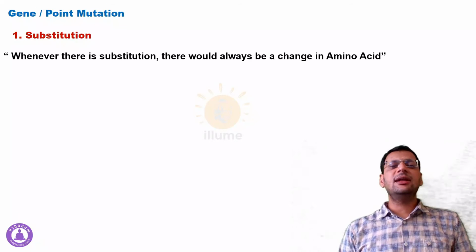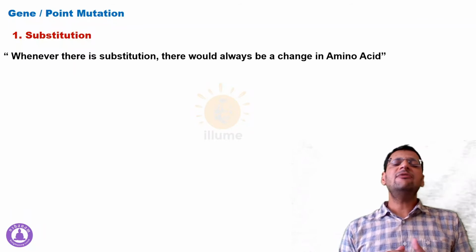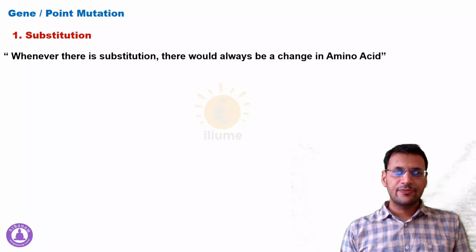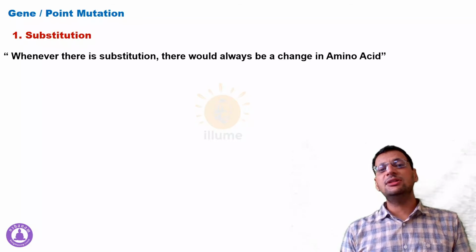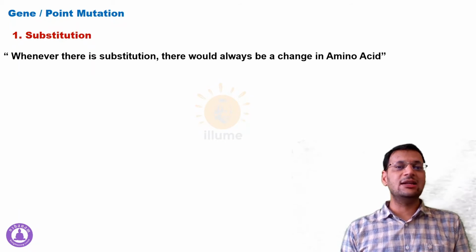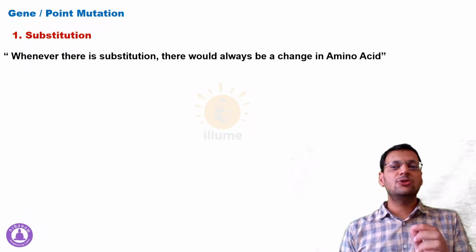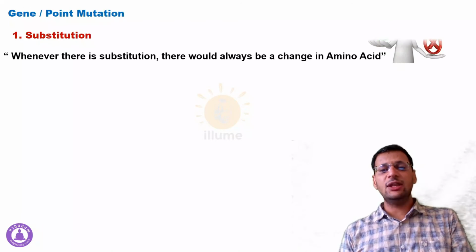Now there is a question that arises in our mind. Whenever there is a substitution, would it surely change the amino acid that is coded? Whenever there is substitution, there would always be a change in the amino acid present in that protein. Is it true or not? See, this is not true. This is not true. I'll give you an example.